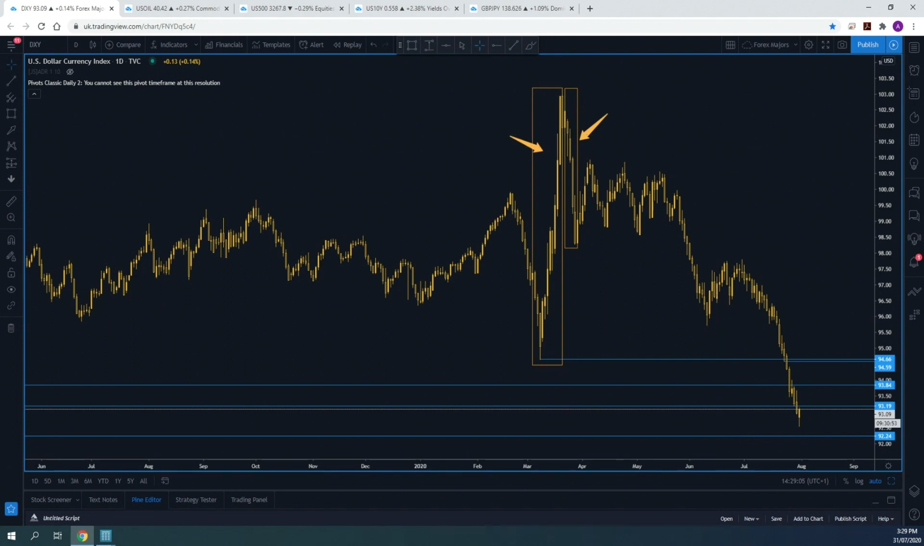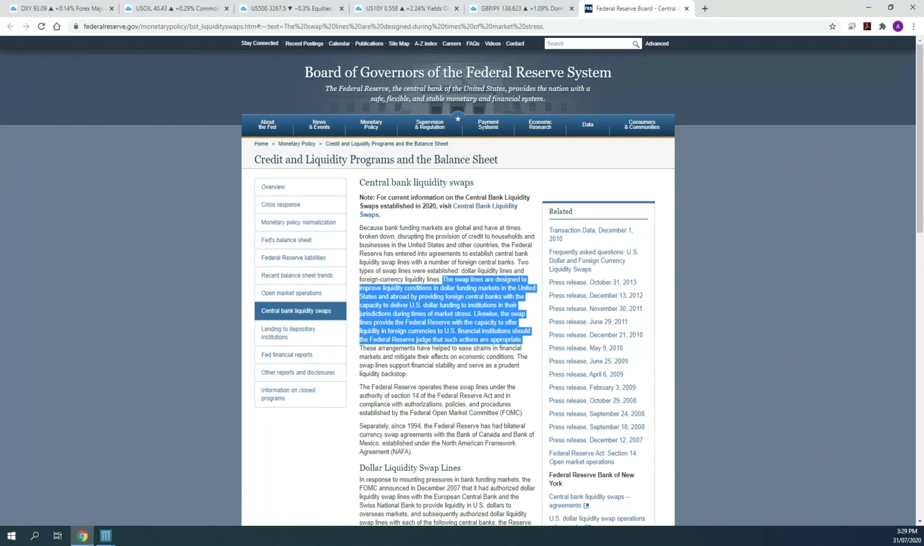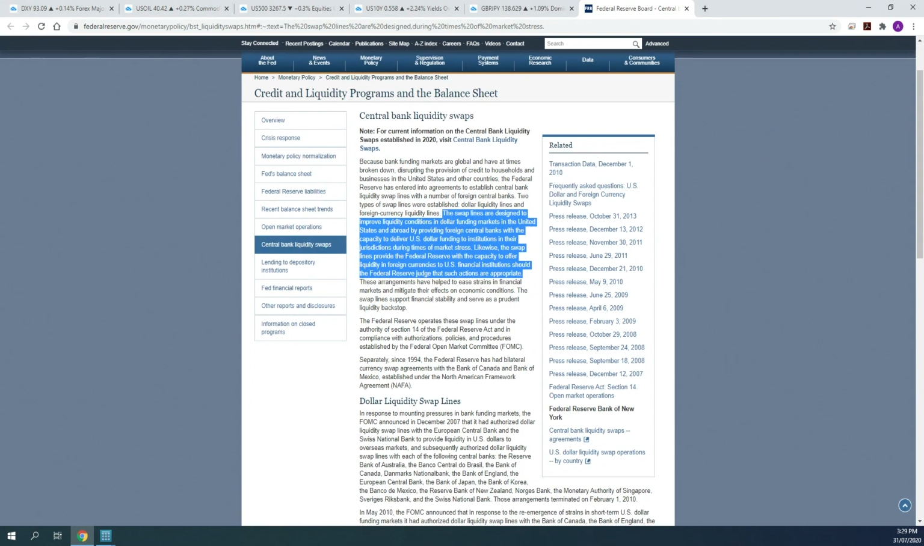Now, according to the Federal Reserve, I actually have their website open here. Let me just get that on the screen. They have a great explanation of swap lines. It says swap lines are designed to improve liquidity conditions in dollar funding markets in the United States and abroad by providing foreign central banks with the capacity to deliver US dollar funding to institutions in their jurisdictions during times of market stress. Likewise, the swap lines provide the Federal Reserve with the capacity to offer liquidity in foreign currencies to US financial institutions should the Federal Reserve judge that such actions are appropriate.